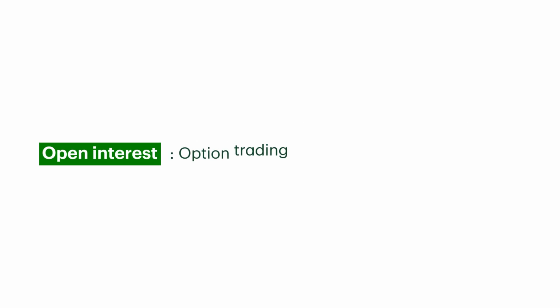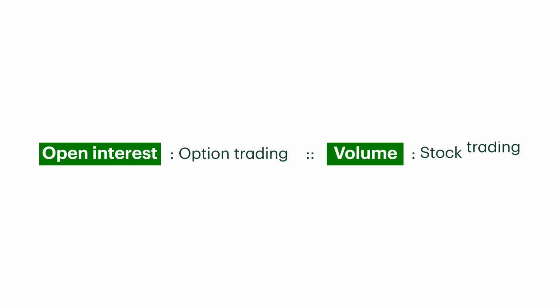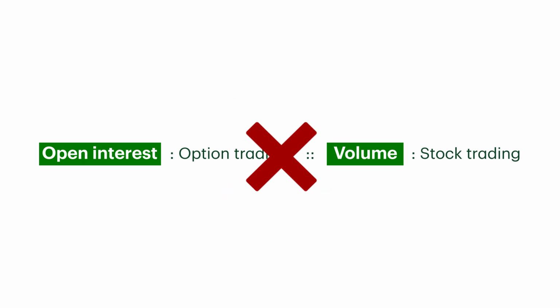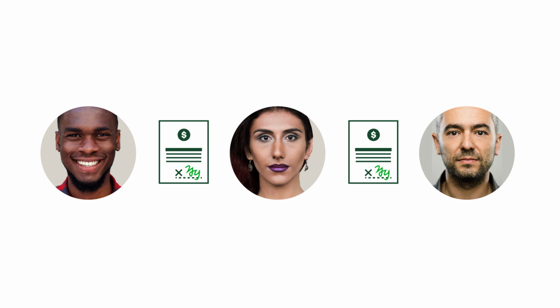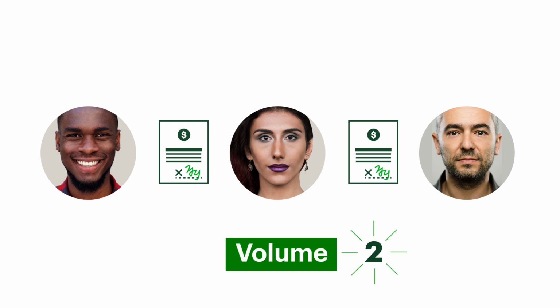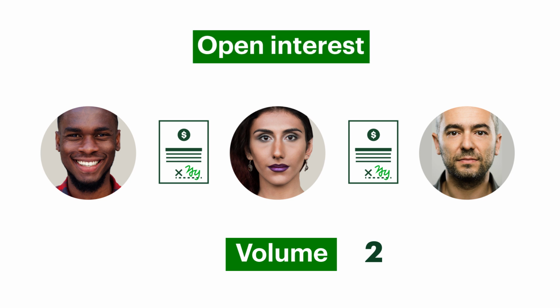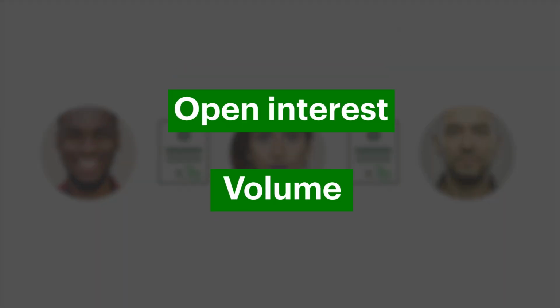A common misconception is that open interest is to option trading what volume is to stock trading, but that's not the case. Volume is used in option trading too. In our example, Jack and Sarah traded one contract, and Sarah and Derek traded one contract. So, the volume of contracts traded is 2, while the open interest is 1. Open interest and volume can be important pieces of information for option traders.